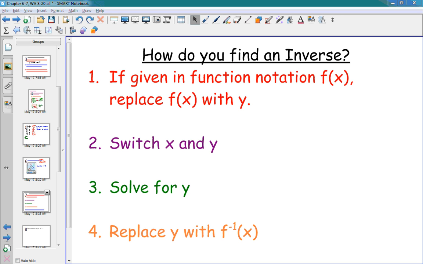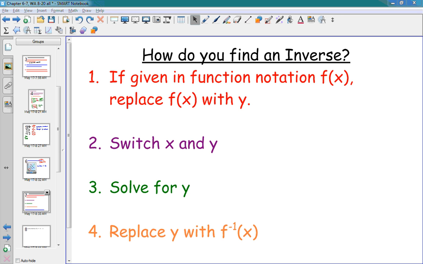Step 1. If you are given f of x notation, that is just a fancy way of saying Mr. and Mrs. Well, in math, a fancy way of saying Mr. and Mrs. is f of x, and that represents the same thing as y. Do we understand that? So if you see f of x, just substitute y in there. Don't make it hard. Just say y is f of x and be done.